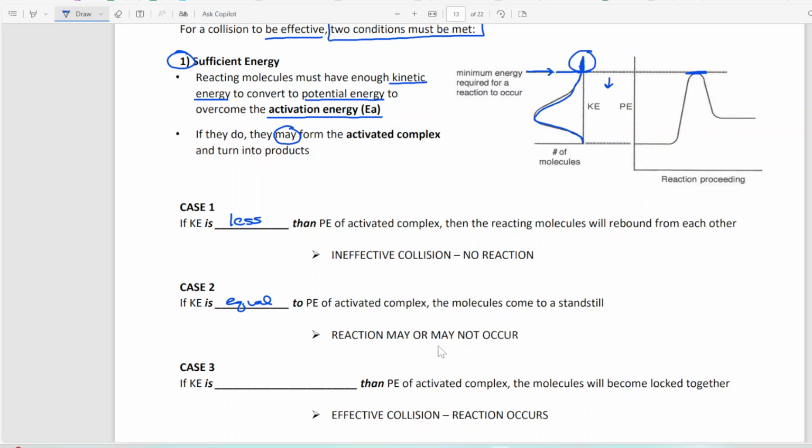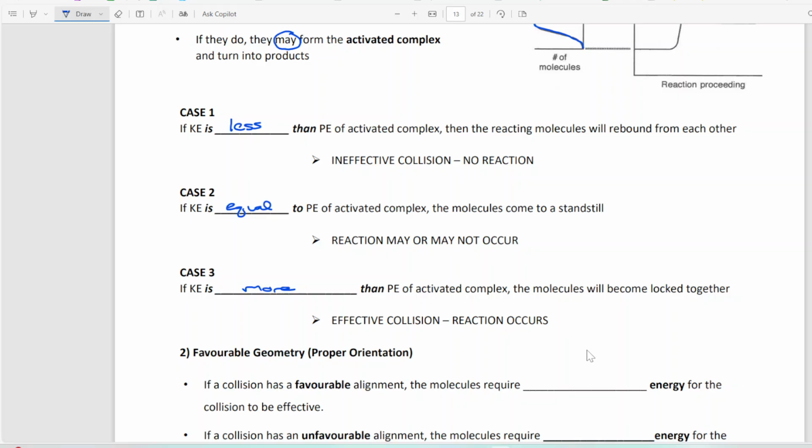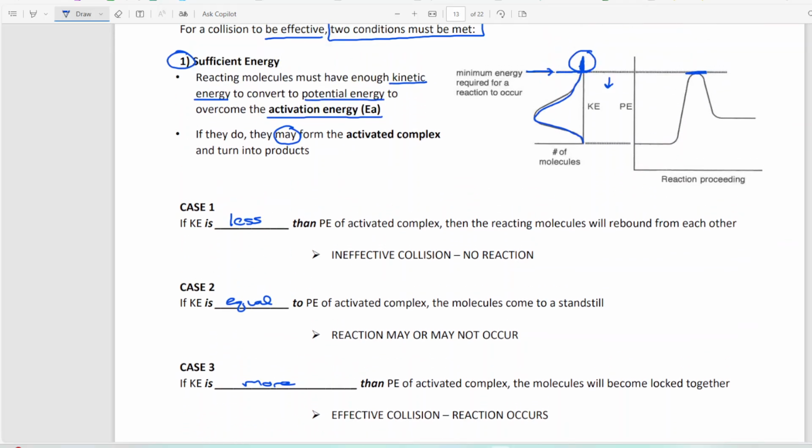And then case number three is if the kinetic energy is greater than the potential energy of the activated complex, the molecules become locked together and you'll get an effective collision. So if you have enough energy, so more kinetic energy converted to potential energy, then the molecules should lock together and you will have an effective collision and form an activated complex. But this is only one piece of the puzzle.